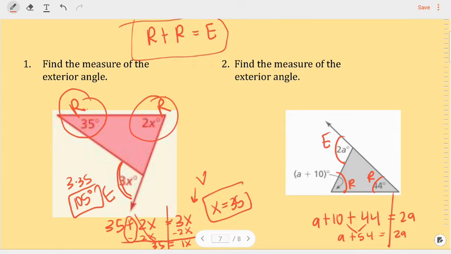Then I'm going to continue. I'm going to put a 1 in front of that a, and I'm going to say, okay, 2a is bigger than 1a. I'm going to make this my variable side. Get rid of the variable on the left. Because it's adding 1a, I'm going to subtract 1a. I'm left with 54 is equal to 1a, or 54 just equals a. If I wanted to know what my exterior angle was, I would just plug that in. 2 times 54 is 108. So my exterior angle is equal to 108 degrees.